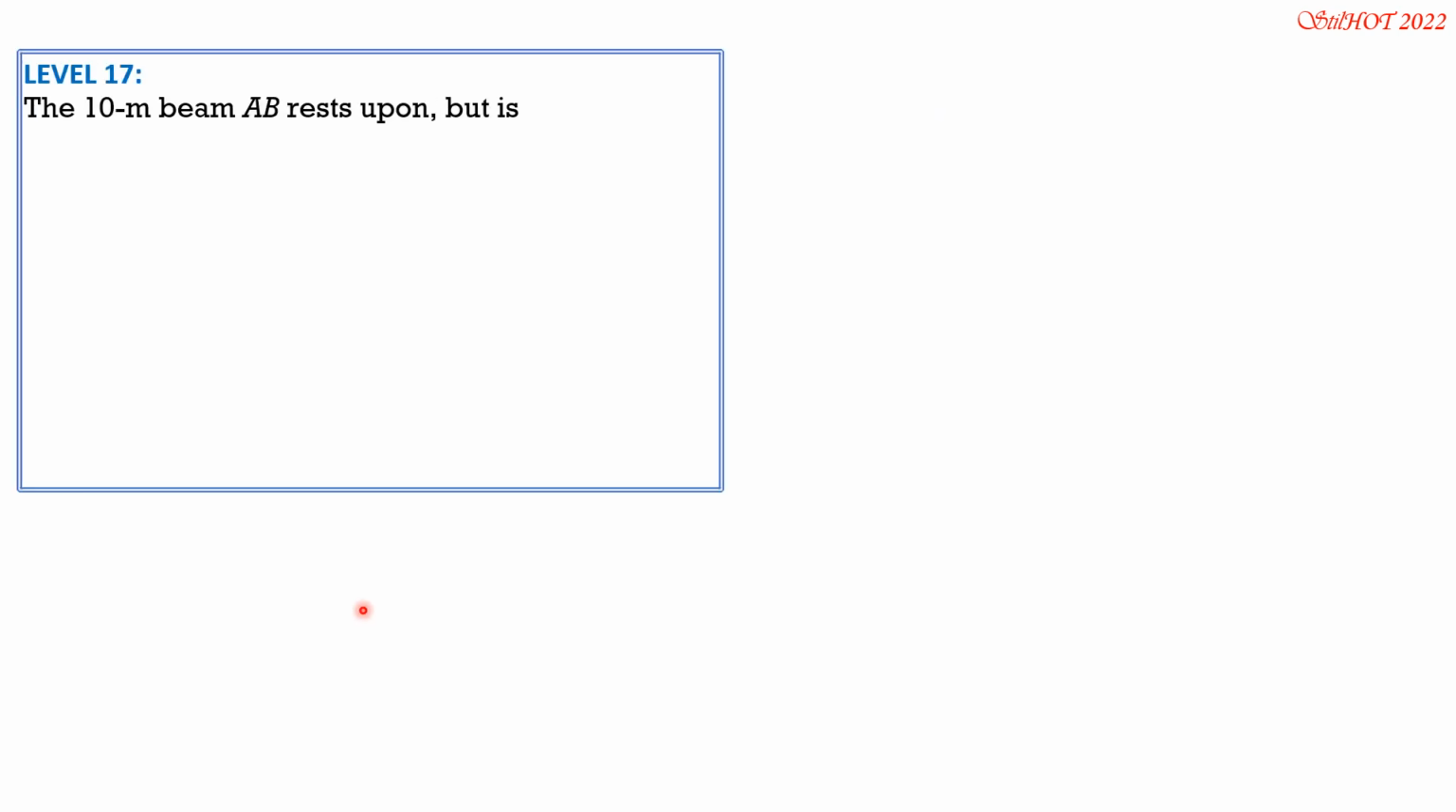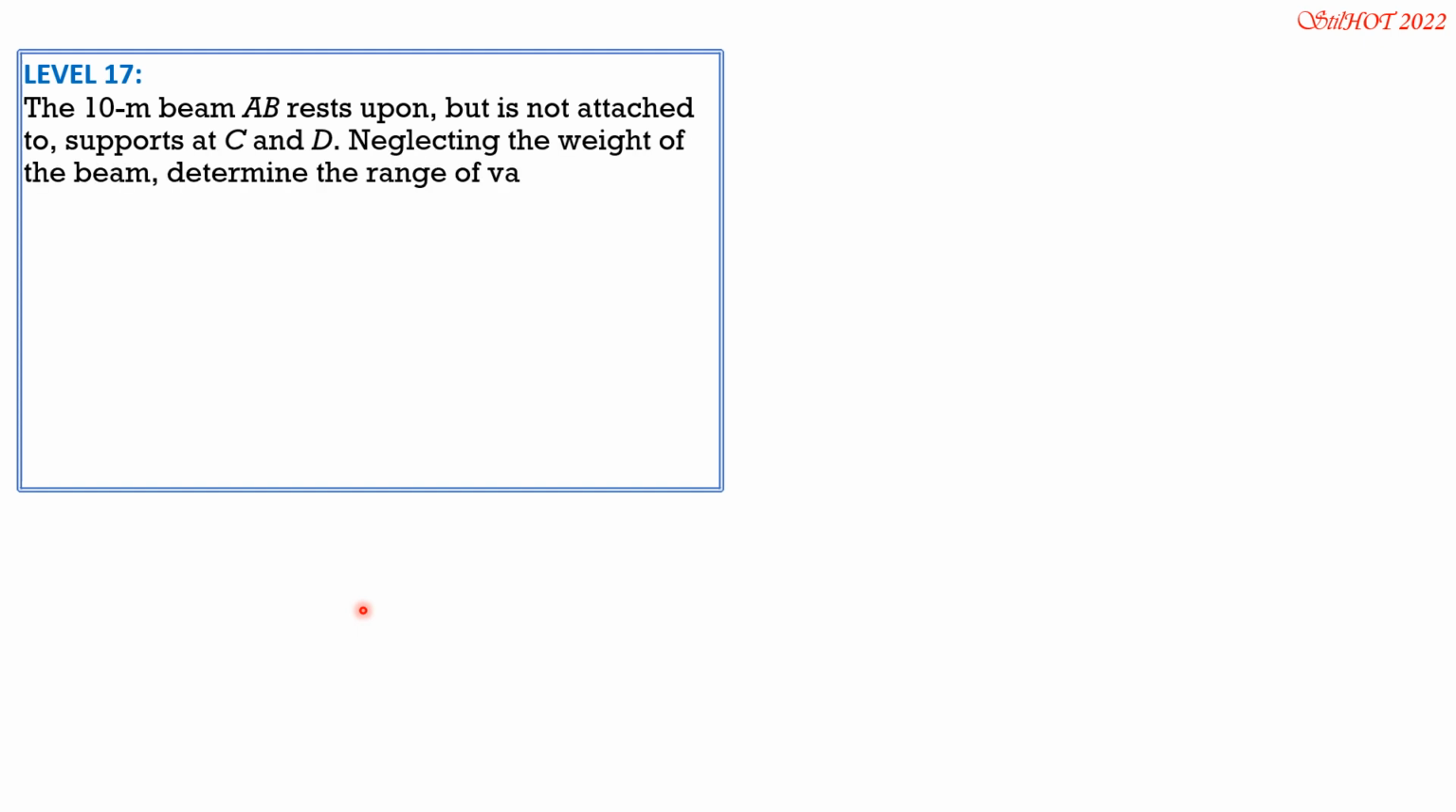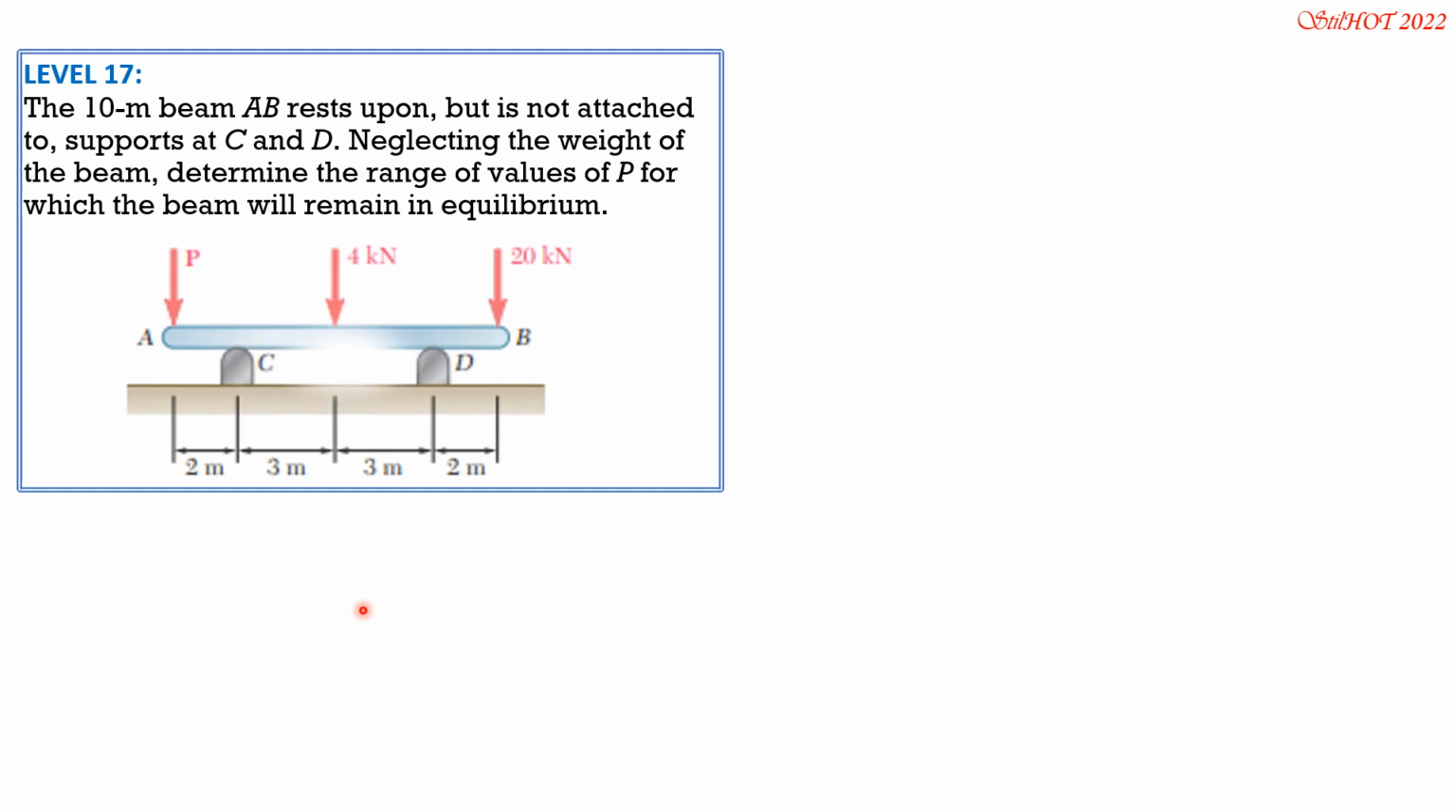The 10-meter beam AB rests upon but is not attached to supports at C and D. Neglecting the weight of the beam, determine the range of values of P for which the beam will remain in equilibrium. So there are possibilities here. If P is too light, then this 20 kilonewton will cause overhang about C, no contact at C. So that's when P is as light as possible.